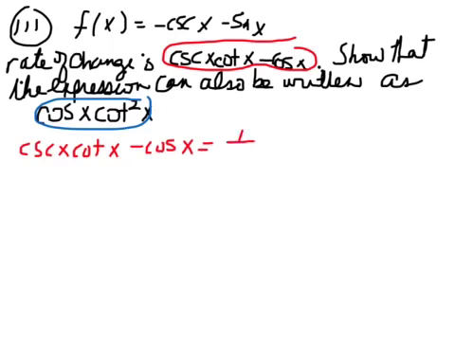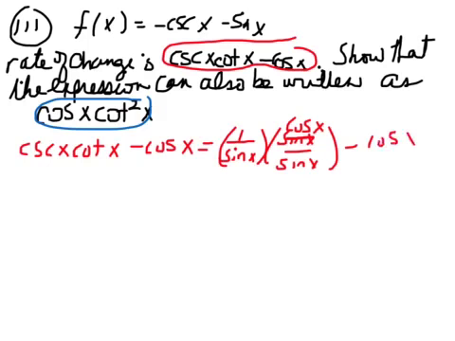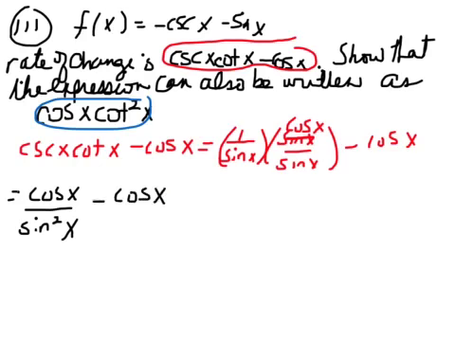Cosecant is 1 over sine x. Cotangent is cosine over sine. I have to flip it, don't I? Cosine x over sine x minus cosine x. Okay, let me kind of simplify that. All right, that's cosine x over sine squared x minus cosine x. This might be a little easier to work with.